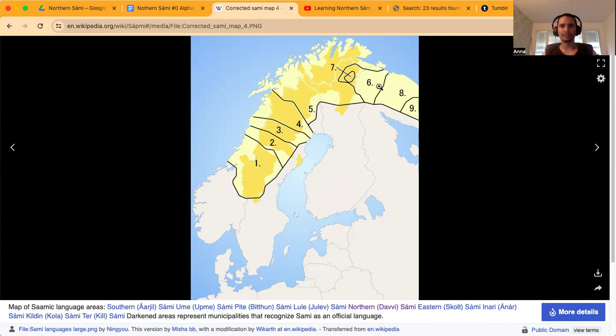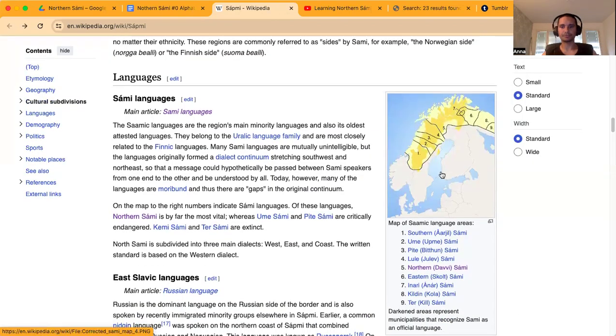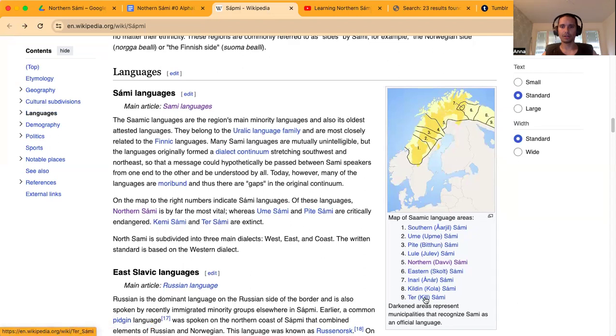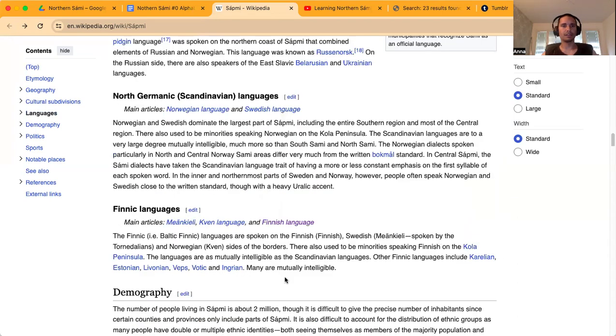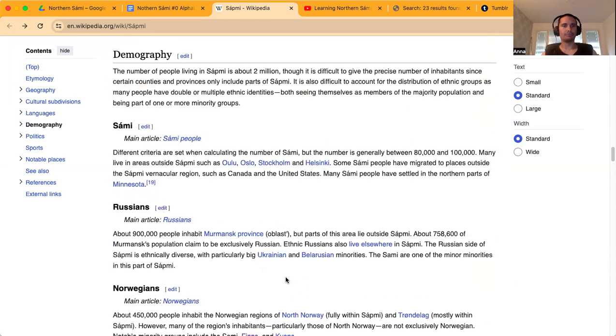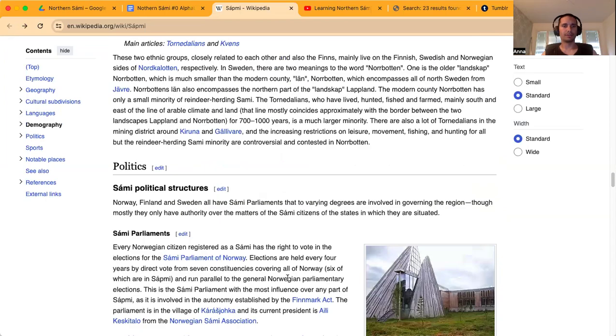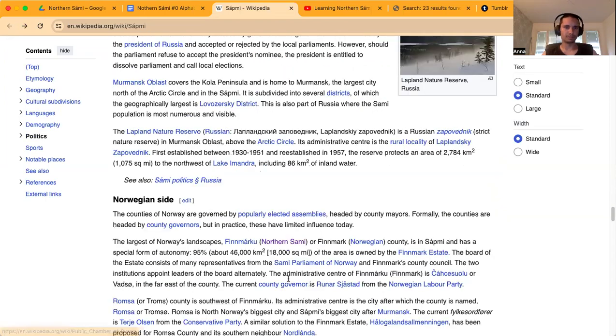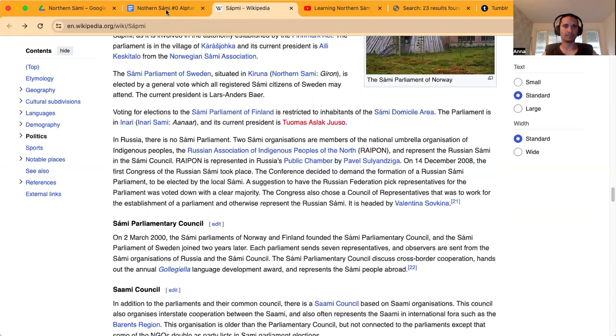This is actually Inari Sámi, and this is Skolt Sámi, and here Ter and Kildin Sámi. Okay, here they have the numbers. So number 9, Ter Sámi, number 8, Kildin Sámi. Let's see how many people speak these different varieties of Sámi.